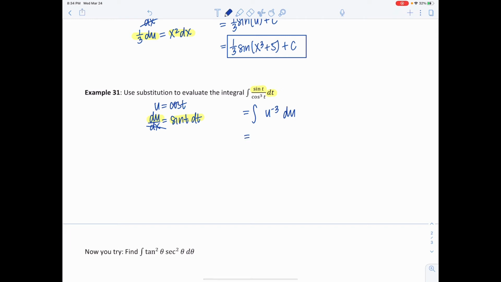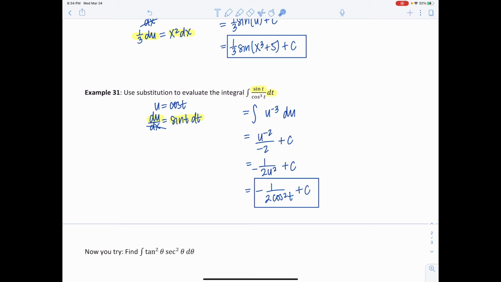All right, taking the integral, we add 1 to the exponent, divide by the new exponent. -2u squared. So my final answer is -1/2 cosine squared. And again, you can always check by taking its derivative and seeing if it actually equals this.